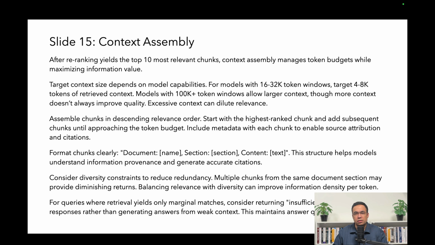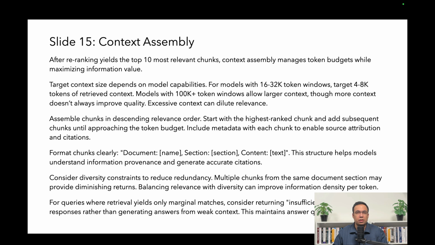Now, one more consideration for production systems. You might want to implement diversity constraints to reduce redundancy. If your re-ranking returns, let's say, three chunks from the same document section that all essentially say the same thing, you're wasting tokens. Consider deduplicating or selecting more diverse sources to maximize the information value per token you're sending.